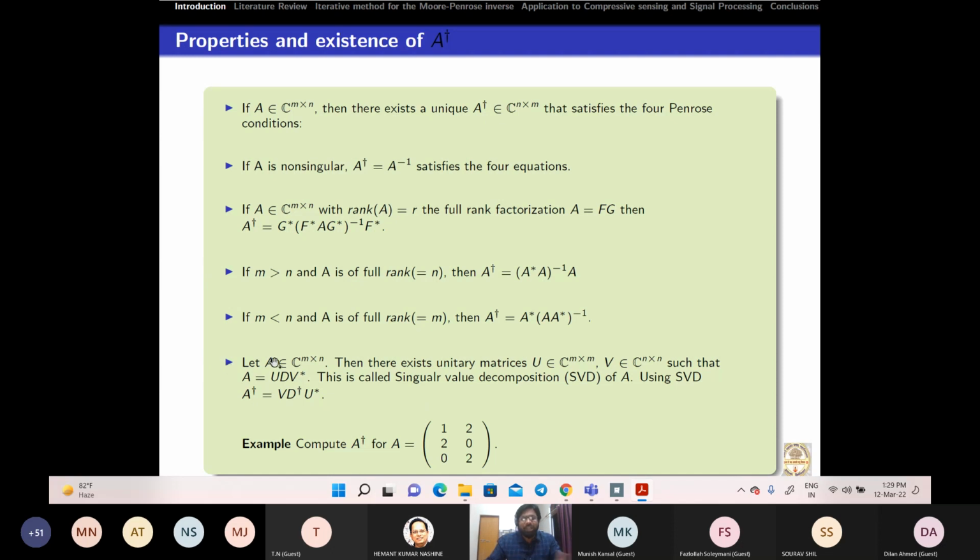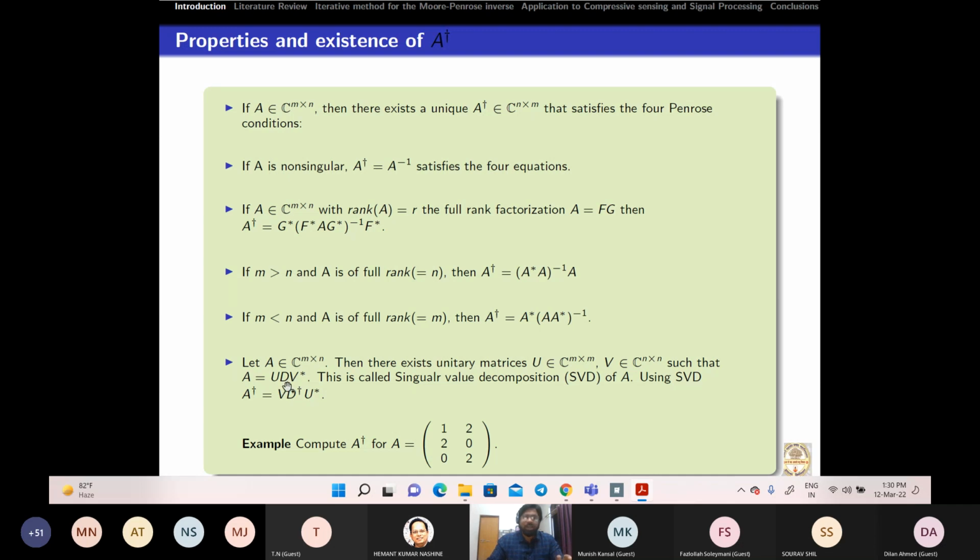What is that? If A is an m cross n matrix, then we can decompose it, for any m cross n matrix, as A equal to U D V star, where U and V are unitary matrices of appropriate order. This is called the singular value decomposition, right? And if you have the singular value decomposition of A, then the Moore-Penrose inverse A dagger will be given by the expression V D dagger U star.